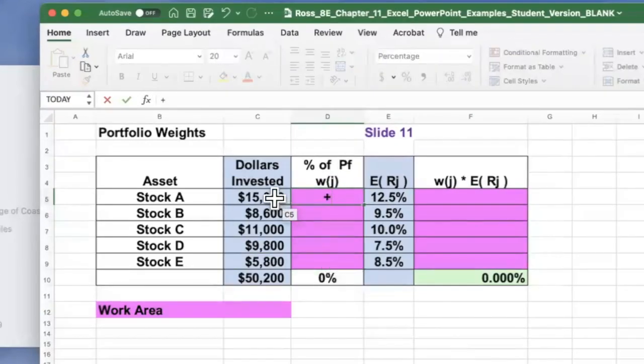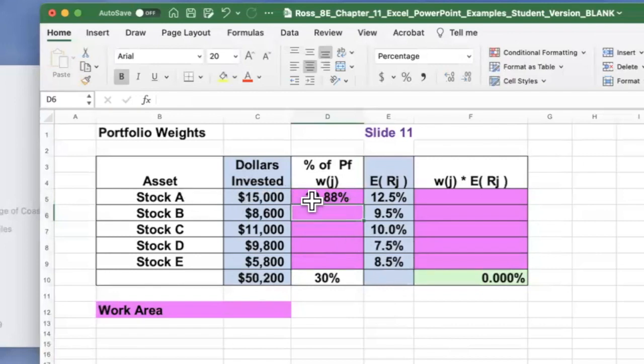In this case, we have $15,000 divided by a total of $50,200. So stock A represents 29.88% of that whole portfolio. Again, we just divide 15,000 by the 50,200 and put that in here.